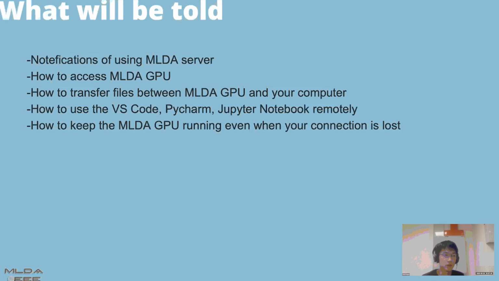So all the training models and your work will be dismissed. I mean, they will disappear, and then you lose all your work. So you must know how to keep your MLDA GPU running even when your connection is not. We just put the GPU job in a background program, and it can run by itself, so we don't need to bother.